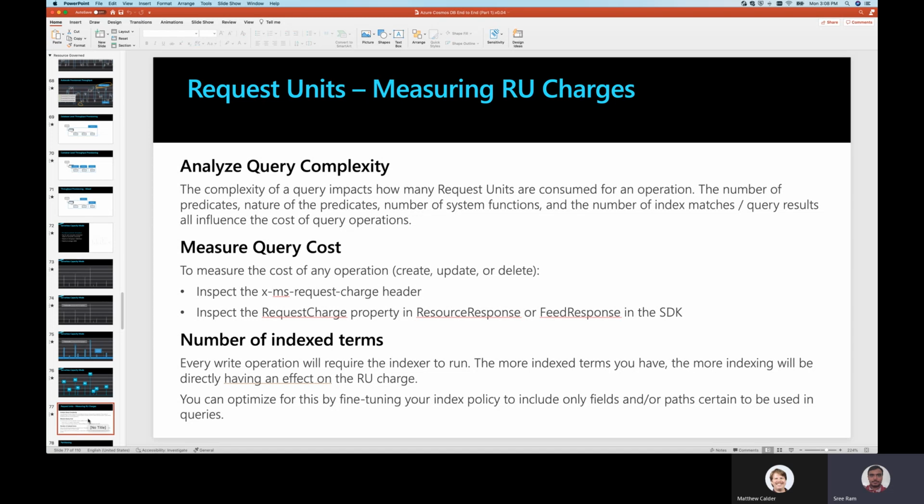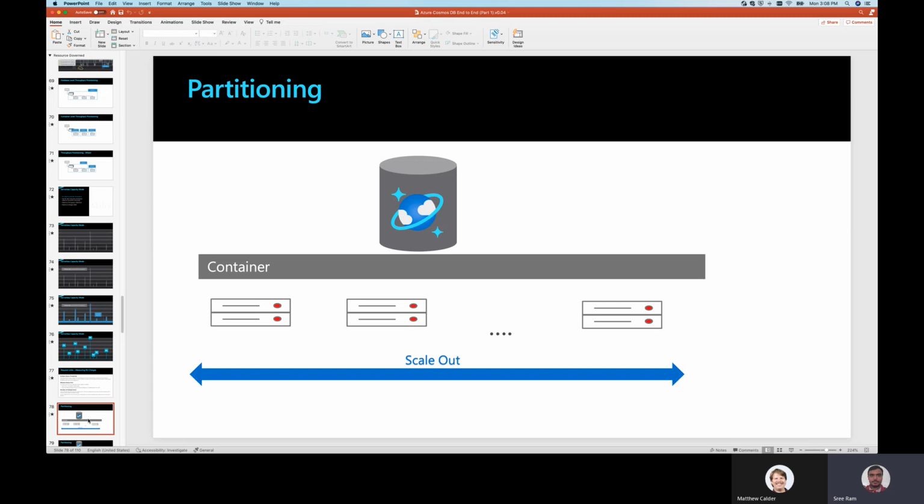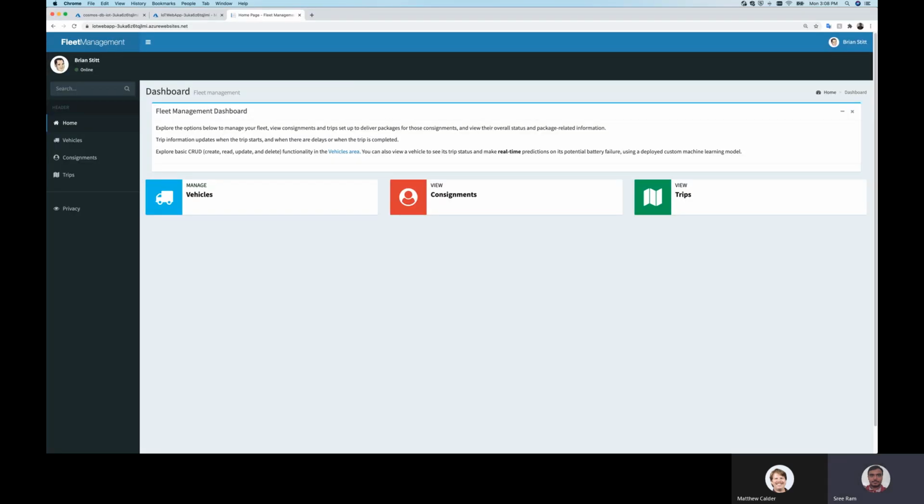So the number of index terms, like I said, dictates the RUs used, and I would actually make those columns that are frequently used in your where clauses as indices, and remove the items which we are not using. So with that, let's go and see our second demo on how we index.